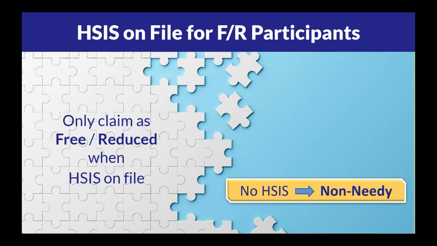The next important takeaway is that you can only claim a participant as free or reduced if there is an income statement on file for them. Even if you think that the family may qualify as free or reduced based on information you know about the family, if there's no income statement on file, you cannot count that participant as free or reduced. You have to count that participant as non-needy. Only after an income statement is obtained can you count that participant as free or reduced, obviously if they qualify, and we're going to talk about how to do that next.